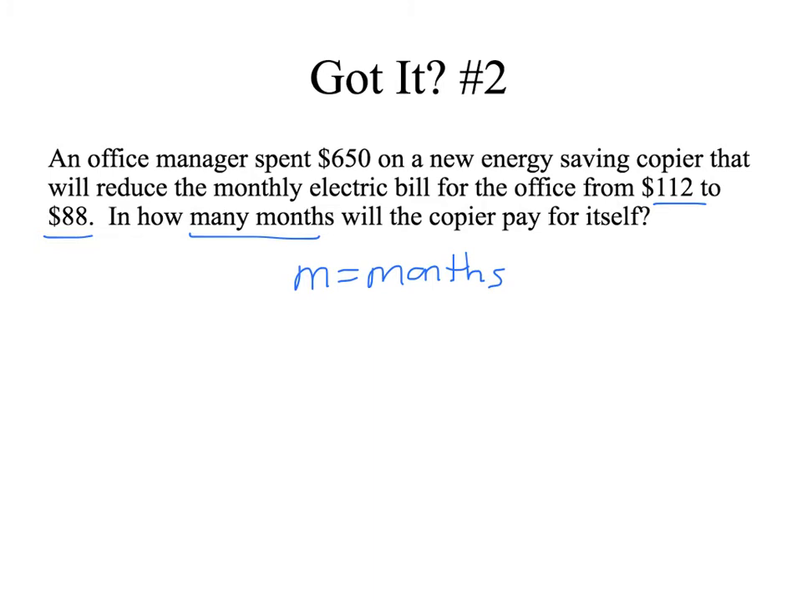Alright, so you have two different situations. Let's say old and new. The old situation was it cost you $112 a month. It will reduce the monthly electric bill for the office from $112. So that was the old electric bill. The new electric bill is going to be $88 per month.